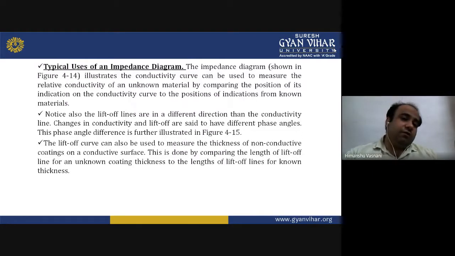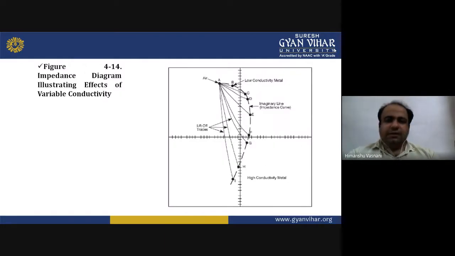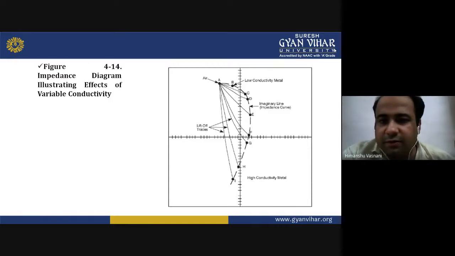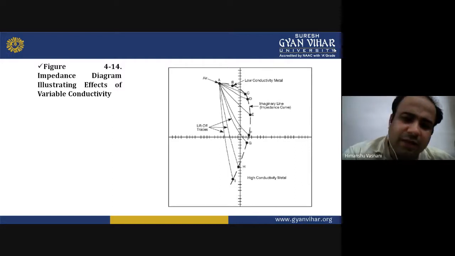Now, typical values of an impedance diagram. Let me show you the diagram first. You can see this impedance diagram illustrating the effects of variable conductivity. There is a high conductivity metal at the bottom, and as it goes up, it gives you an impedance curve. This is kind of an imaginary line.